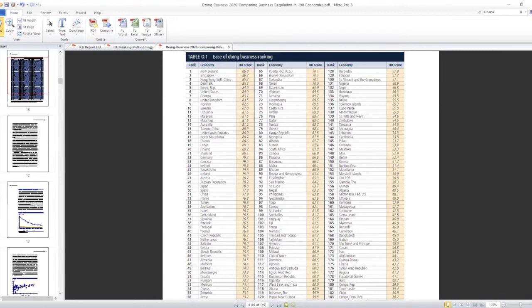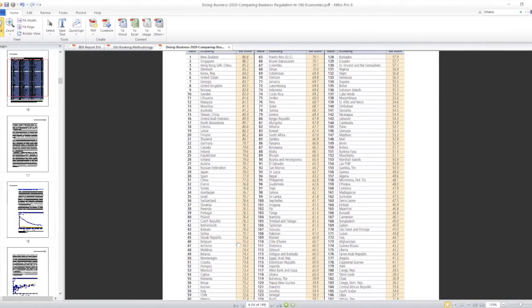Right? Ghana is number what? 118. Wow. We have a lot of work to do. We do. Ghana is number 118. We are behind Togo. Corruption.